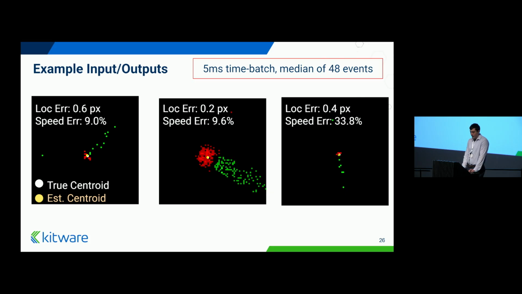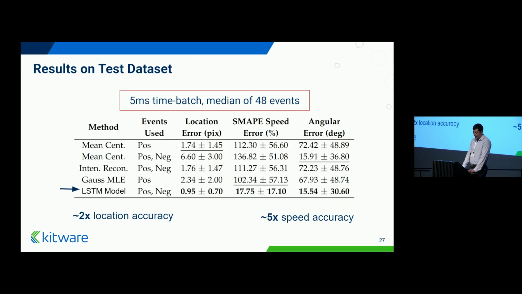So now we come to results. So here are just a few examples to gain some intuition on the different sets of objects we are trying to centroid. And here is a result on a test data set we captured. So here we're comparing it to non-data-driven methods such as the mean centroid, intensity reconstruction, and Gaussian maximum likelihood. Our model, shown here on the bottom, has a centroiding error of just under a pixel, which is about twice as good as the next best model.